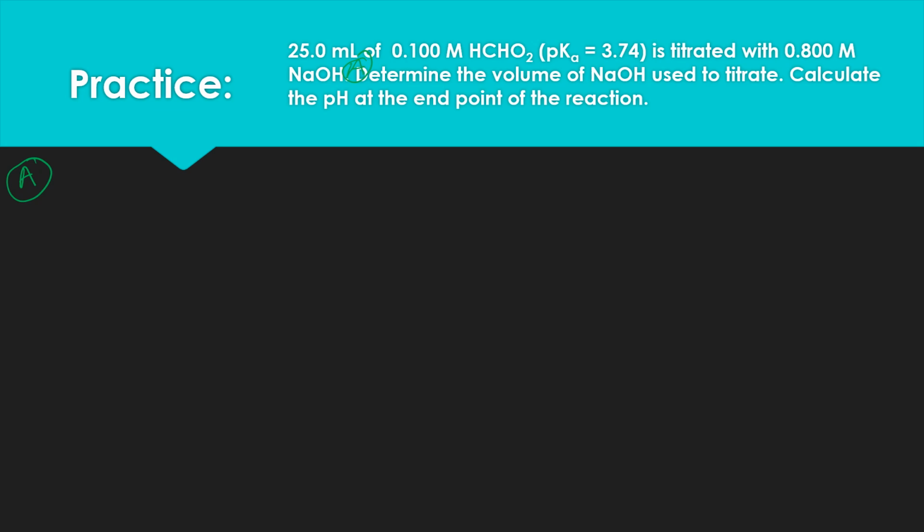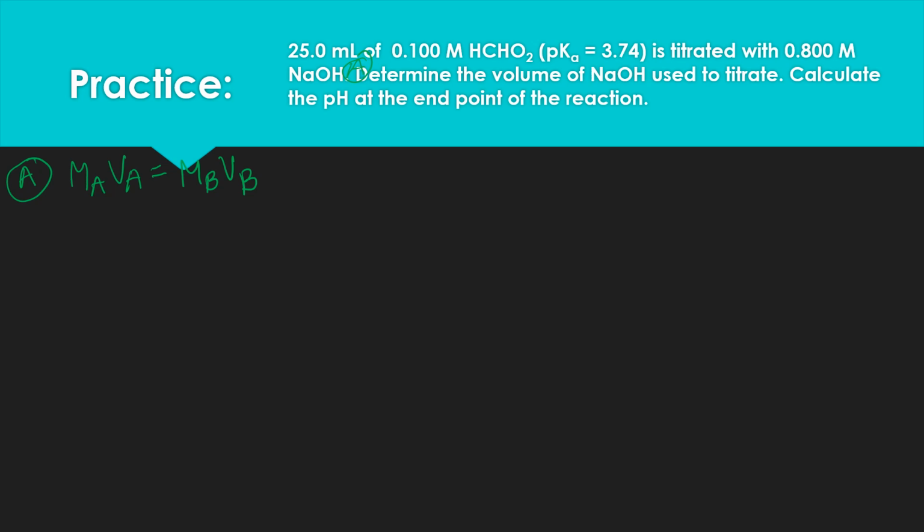So we're finding our volume of NaOH. That's where we have equal moles of our chemicals, so we can do molarity of acid times volume of acid equals molarity of base times volume of base. Basically using the dilution equation.